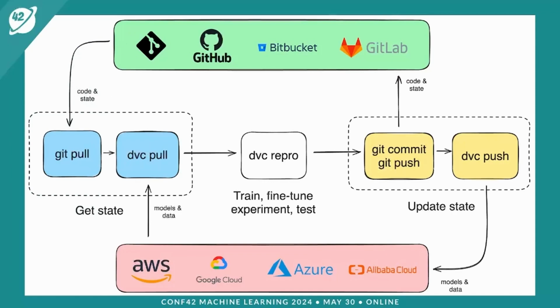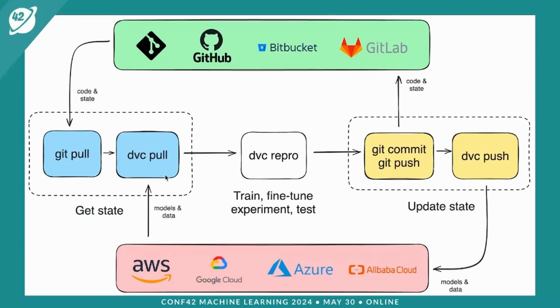We have our code and our pointers to the files in our repository, GitHub, Bitbucket, GitLab, any Git provider, and we run git pull. This pulls all the files that are the code, the pointers, the hashes, the DVC files, the dvc.yaml, everything that preserves state. Then we run dvc pull.